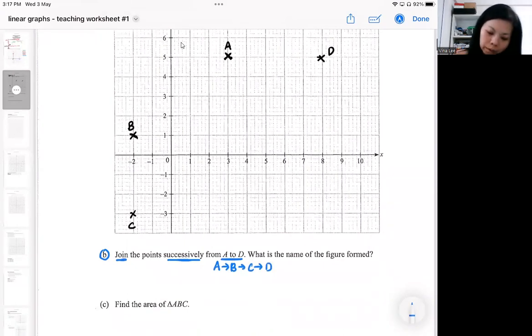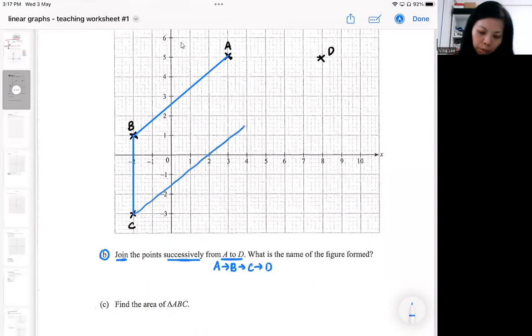Okay, if you join, use your ruler. I'm using an iPad pencil, so sometimes it's a bit off. So A to B, and B to C. When you join, you join the crosses that you marked up, and then you join it back.